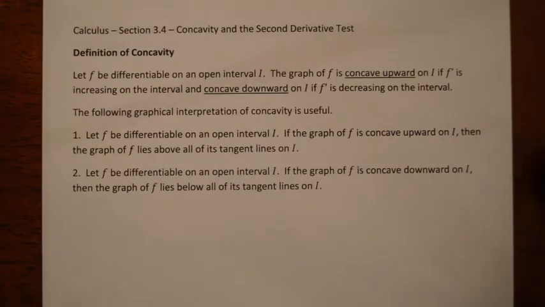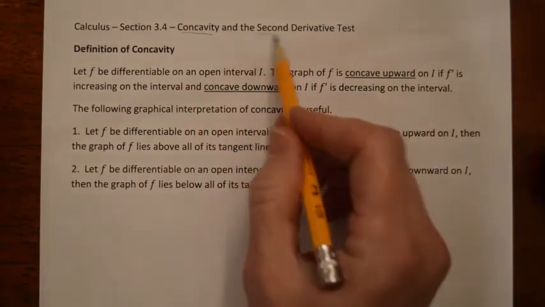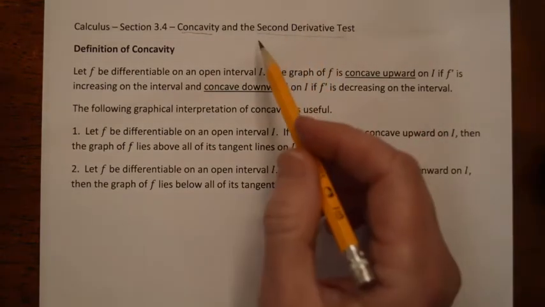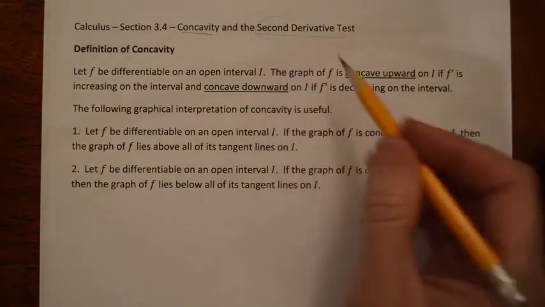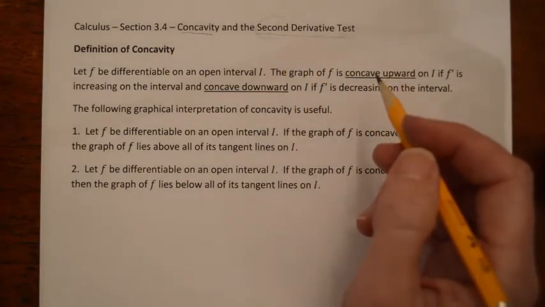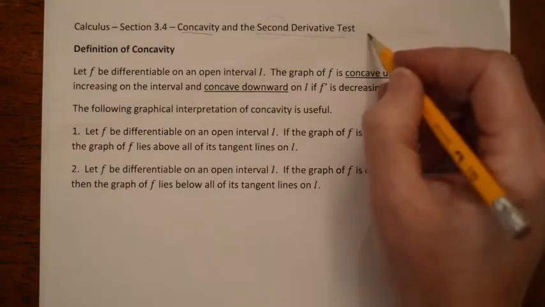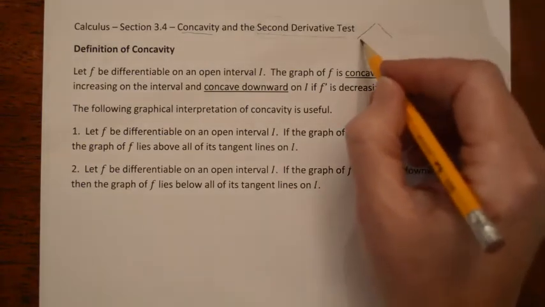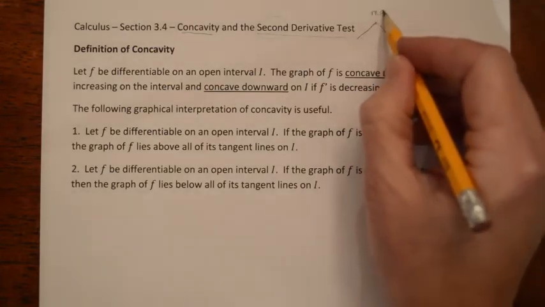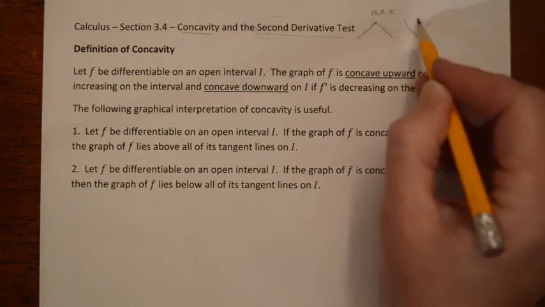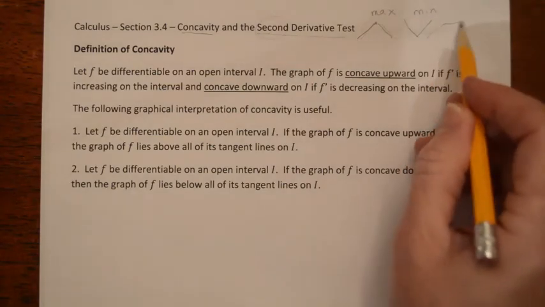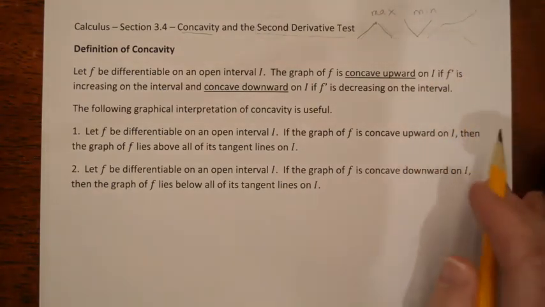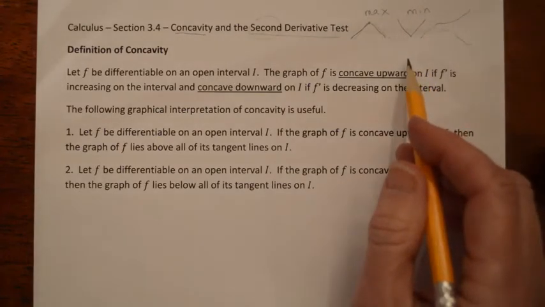Hey guys, we're going to take a look at section 3.4, and this talks about concavity and the second derivative test. So first of all, let me remind you that we did the first derivative test back in section 3.3. The first derivative test said that if you find the critical values of a continuous function, then if it goes from increasing to decreasing or positive to negative, then it's a max there. If it goes from decreasing to increasing, then it's a min. And then if it stays increasing to increasing or decreasing to decreasing, then it's not a max or a min.